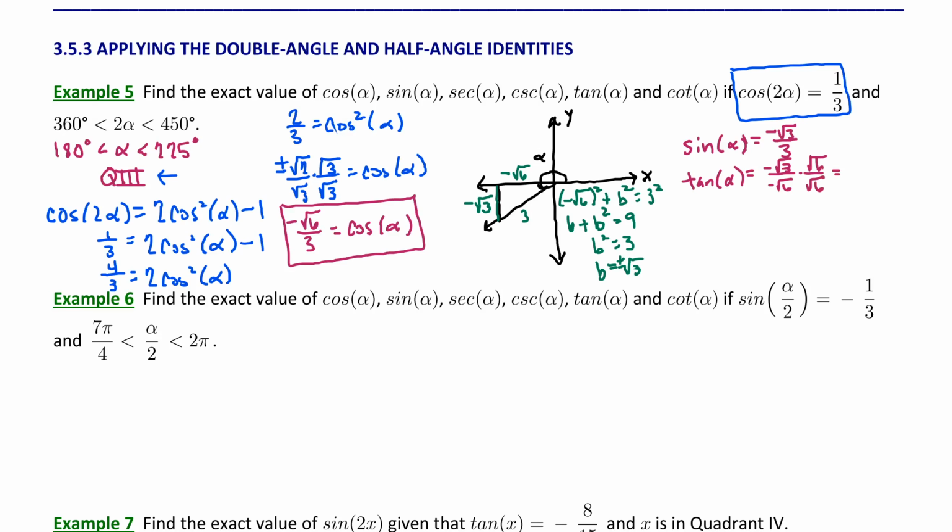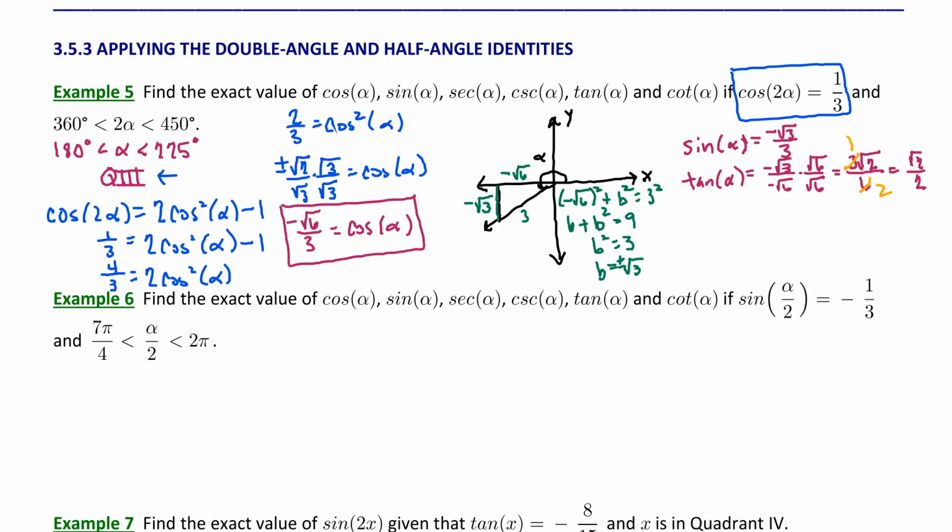So we would end up with square root of 18. 3 times 6 gives me 18. Thinking of 18 as 9 times 2, the square root of 9 is 3, and 2 is not a perfect square, so it stays under the radical. And the denominator, square root of 6 times square root of 6 is 6. We can reduce that just a little further by a factor of 3, and we end up with a value of square root of 2 over 2 for tangent of alpha.